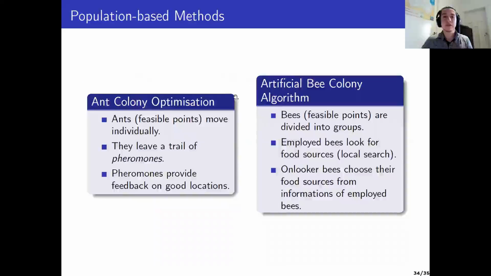We can also mention the ant colony optimization method that is inspired by ants. Here, ants are the feasible points and they move individually, but as they move, they leave a trail of pheromones. And the ants can sense the pheromones that are close enough to them, and they provide feedback on good locations, and they may change the movement behavior of each of these feasible points. And finally, we have the artificial bee colony algorithm that is inspired by how bees behave to find food. So bees are divided into groups. The employed bees look for food sources. So each of the employed bees corresponds to a local search. And then a second group of onlooker bees choose their food source given the information that the employed bees give. And then this process is iterated.